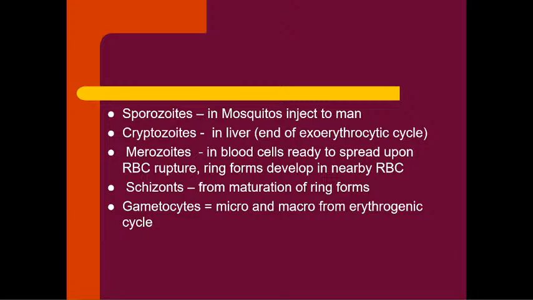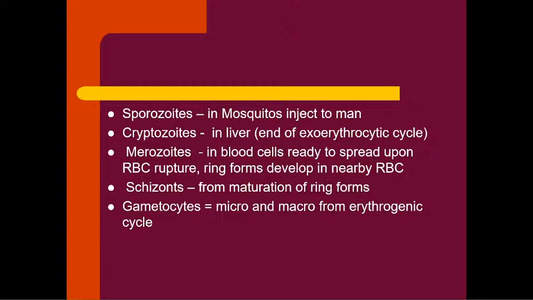So it means it's in the liver, cryptozoites, and then it goes to the blood cells and forms merozoites, and spread upon blood RBC rupture. The ring forms develop in nearby RBCs as well. These ring forms are basically going to form schizonts, and the schizonts will become micro or macro gametocytes from an erythrocytic cycle.